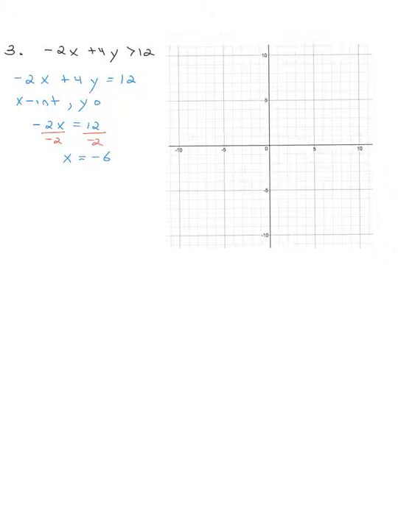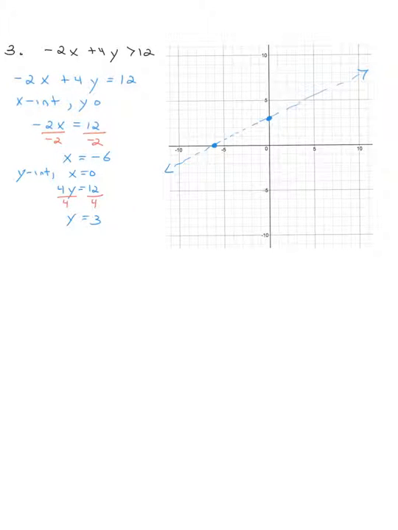For the y-intercept, this, of course, means that x is equal to 0. My equation simplifies to 4y is equal to 12. When I divide by 4, obviously y is equal to 3. So my 2 points, x equals negative 6 means we're on the x-axis, and y equals 3 in this case means we're on the y-axis, the x and the y-intercepts, and I'm going to put a dashed line between those.